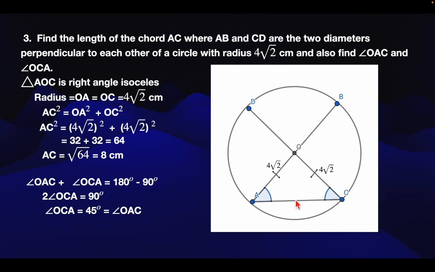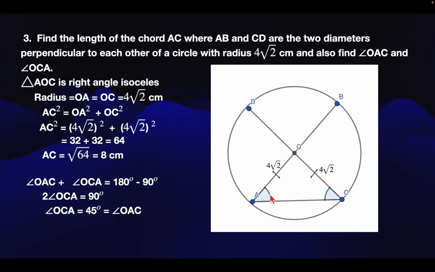This triangle is a right angle triangle. So by Pythagoras theorem, AC square is equal to 4 root 2 whole square plus 4 root 2 whole square. So simplify it. AC square is equal to 64. AC is equal to 8 centimeter. So the length of the chord is 8 centimeter.